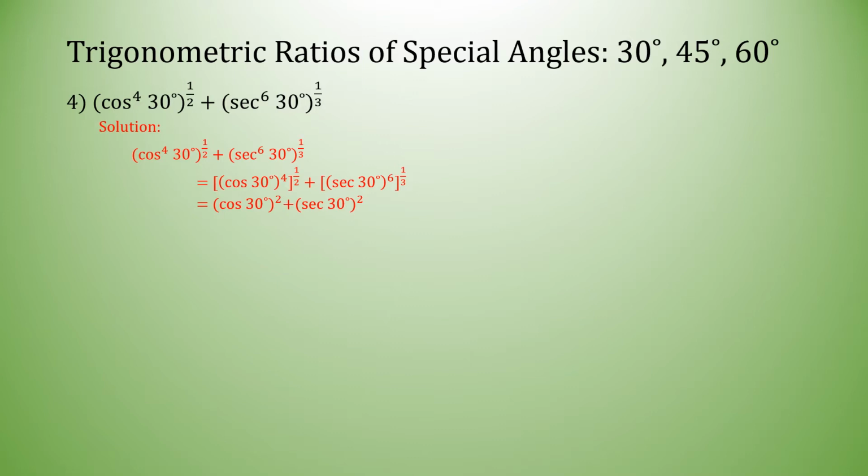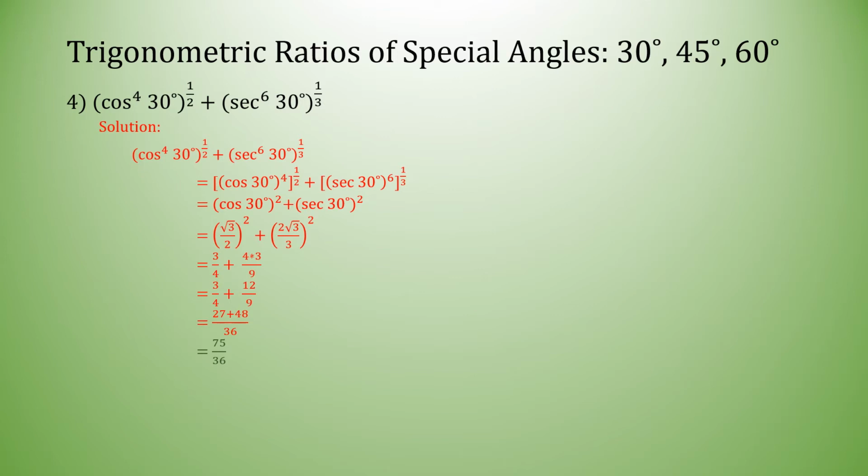We get cosine 30 degrees raised to the power of 2 plus secant 30 degrees raised to the power of 2. So we have cosine 30 degrees is equal to √3/2 squared plus the value of secant 30 degrees, 2√3/3, raised to the power of 2. We have 3/4 plus 4 times 3 over 9. Then we have 3/4 plus 12 over 9. Then adding 3/4 plus 12 over 9, we have 27 plus 48 over 36. So 27 plus 48 over 36 is equal to 75 over 36.